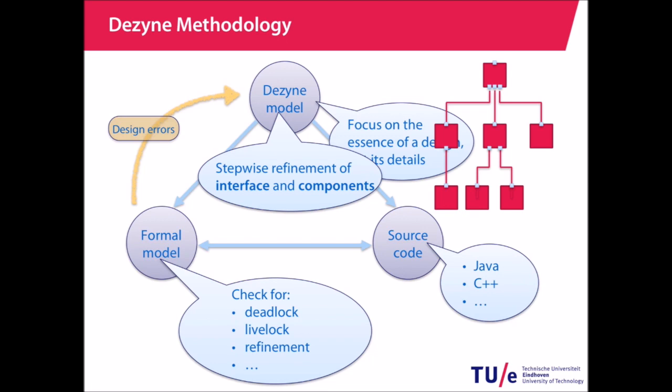But the added benefit on top of what you get from ordinary domain-specific language approaches in industry these days is that there is a notion of formal model there as well. So underneath the Dezyne model, there's some kind of formal model which allows you to do all sorts of verification. You can check, for instance, for deadlocks, or for livelocks, or for refinement. And there's a bunch of other properties that you can check too.